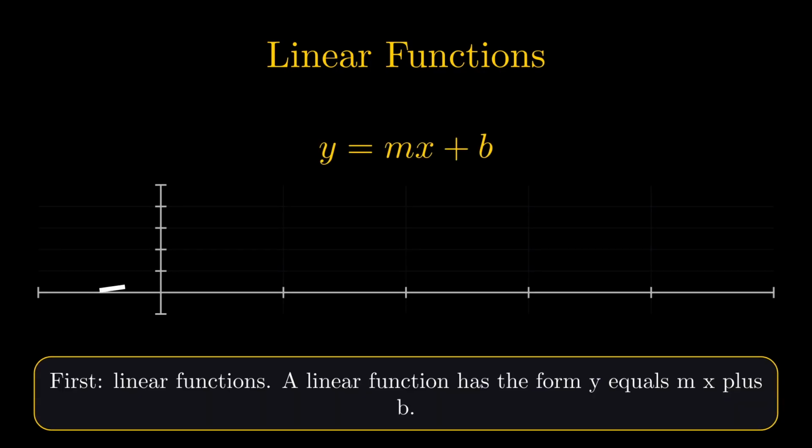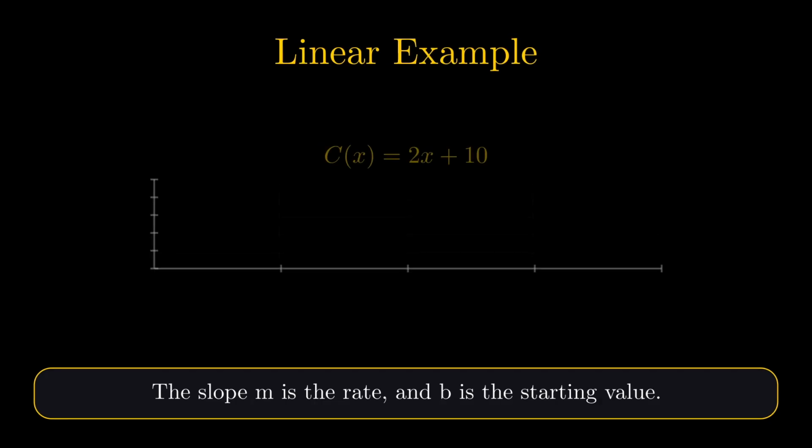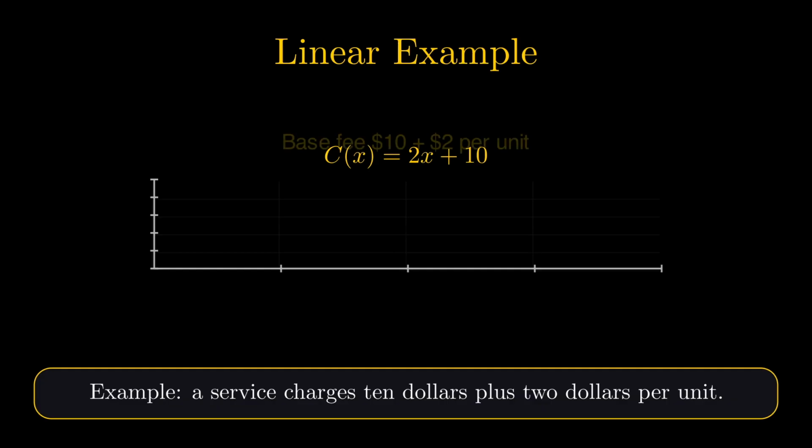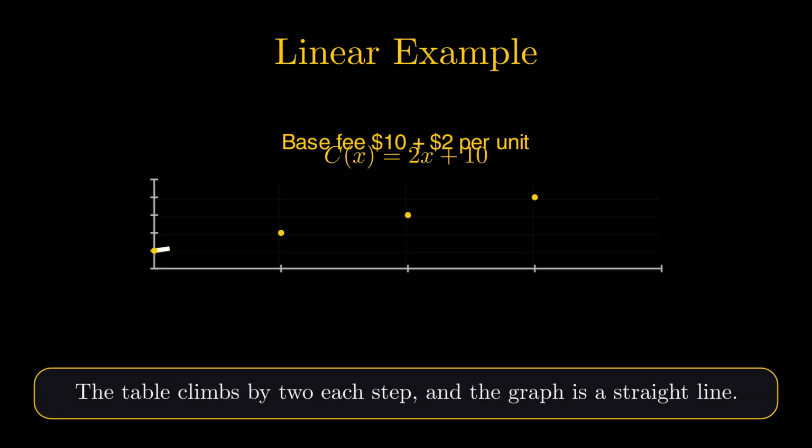First, linear functions. A linear function has the form y equals mx plus b. The key idea is constant rate of change. The slope m is the rate and b is the starting value. Example: a service charges $10 plus $2 per unit. If x is units, the cost is c of x equals 2x plus 10. The table climbs by 2 each step and the graph is a straight line.